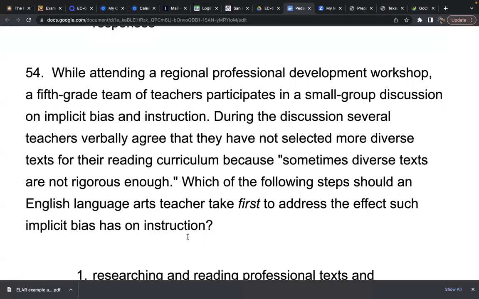Lots to unpack. So what are we doing here? What is going on? What is the goal here for the teacher in this scenario, and what keywords and phrases?